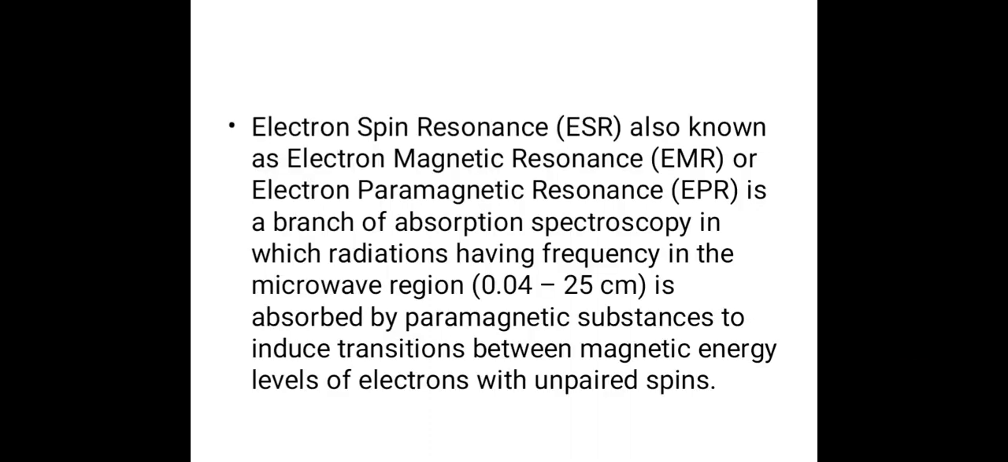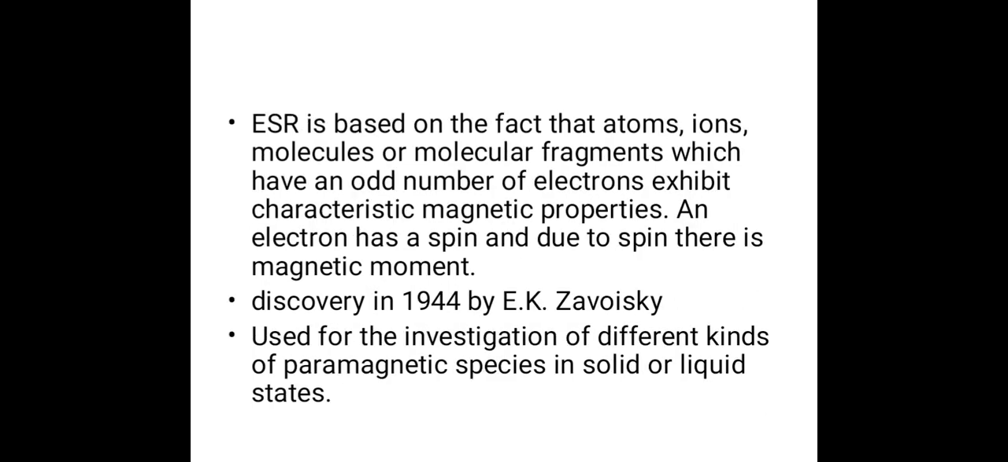Then the next one is ESR spectroscopy. Electron spin resonance, also known as electron magnetic resonance or electron paramagnetic resonance, is a branch of absorption spectroscopy in which radiation having frequency in the microwave region is absorbed by paramagnetic substances to induce transitions between magnetic energy levels of electrons with unpaired spins. ESR is based on the fact that atoms, ions, molecules, or molecular fragments which have an odd number of electrons exhibit characteristic magnetic properties.